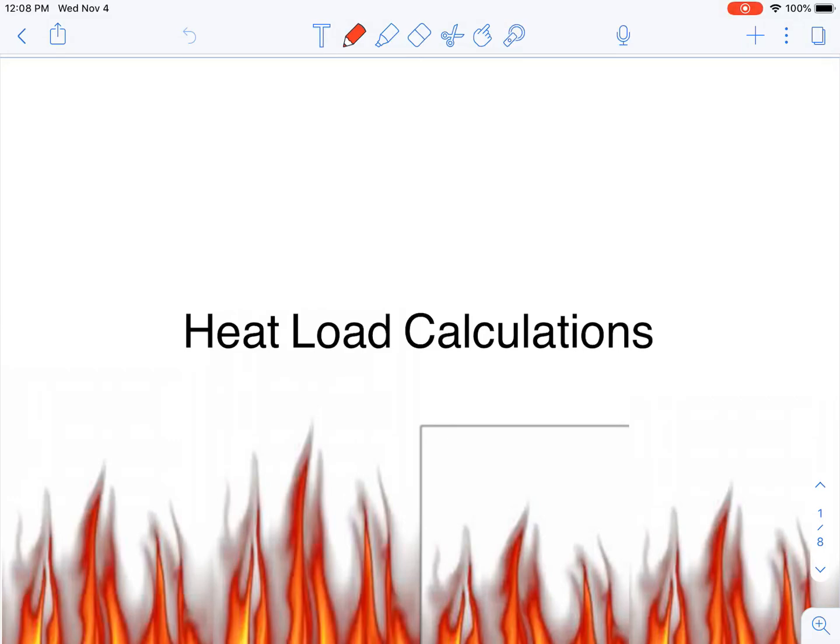Hello students, today we're talking about heat load calculations and the amount of heat loss that escapes through different types of material. These heat load calculations should be taken into consideration when you are purchasing or sizing a furnace or an air conditioner for the home.